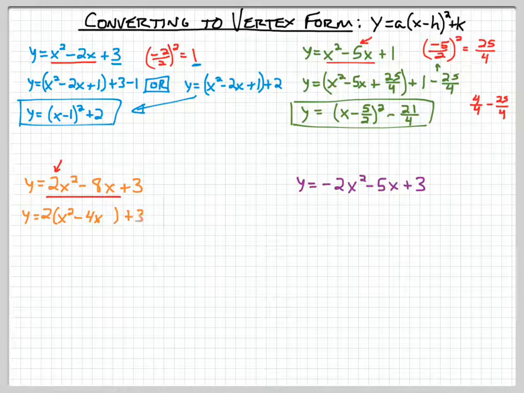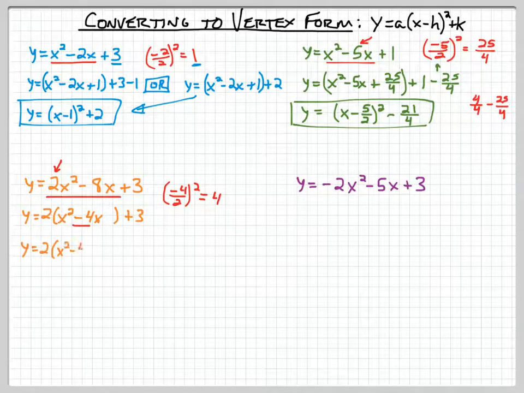we add up our 3. And so basically we've just factored out a 2 from those first two pieces. We left the 3 on its own. Now we need to look at our negative 4, divide it by 2, and square it. So we get, what's that, negative 4 divided by 2 squared is 4. So we're going to add that in to inside the parentheses.